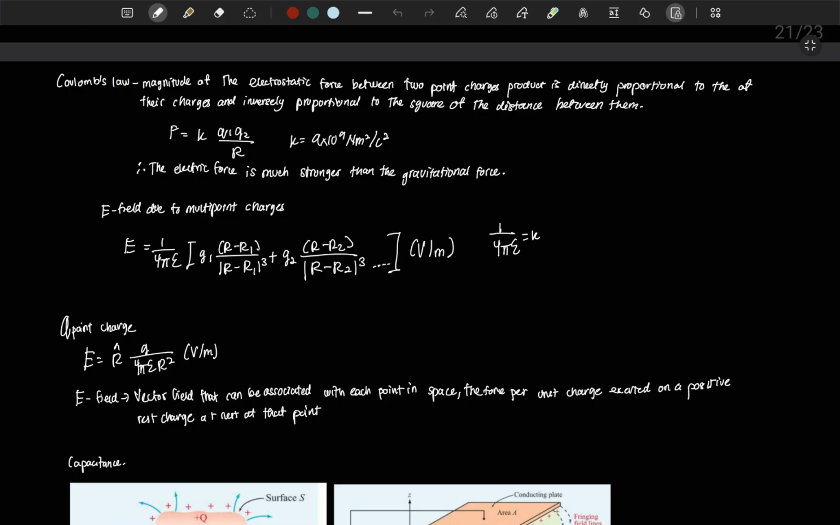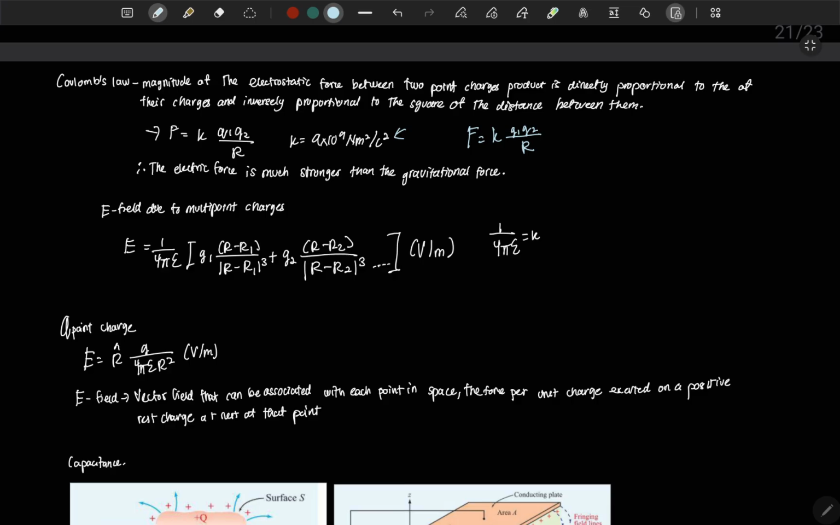No need to be confused with any kind of wording here. They are just explaining this equation in wording form. So the equation is F equals K times Q1 Q2 over R squared, where Q1 is the charge of the first point, Q2 is the charge of the second point, R is the distance, and K is this variable here.